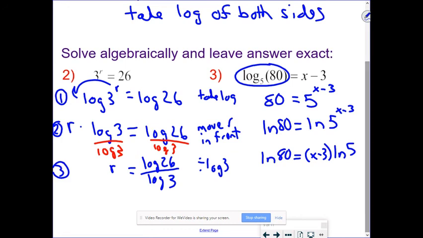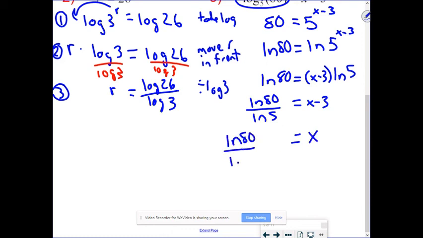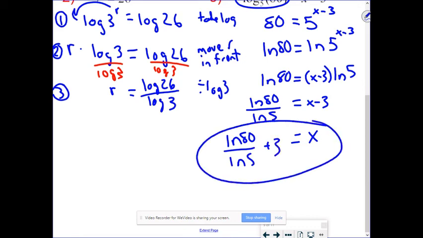So I have ln of 80 equals ln of 5 to the x minus 3. I divide by the ln of 5. So x minus 3 equals ln of 80 over ln of 5. And then I move the 3 over. So I have natural log of 80 divided by the natural log of 5, plus 3.